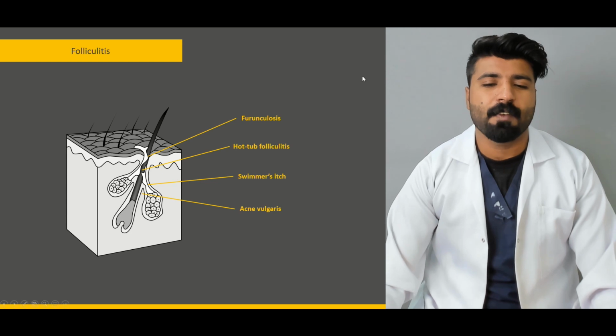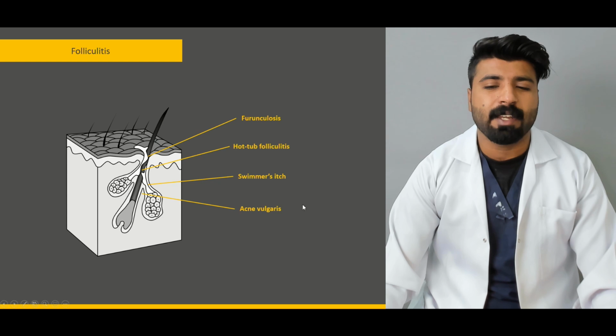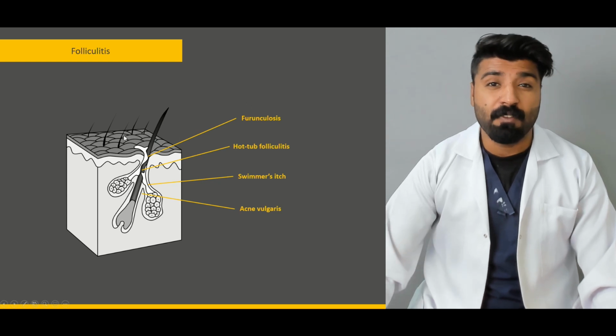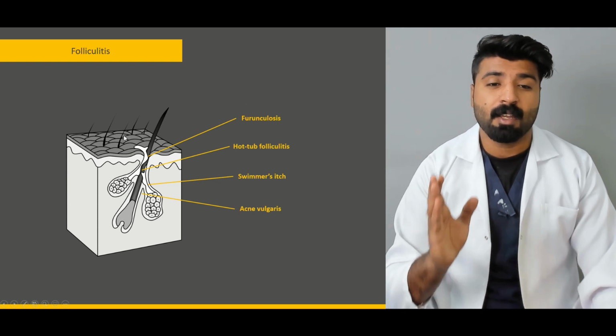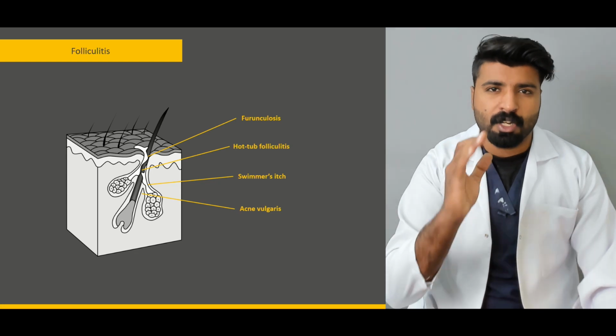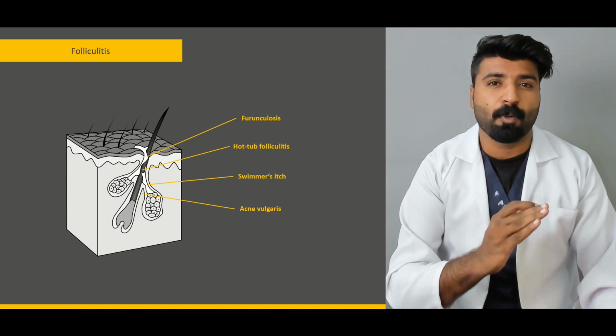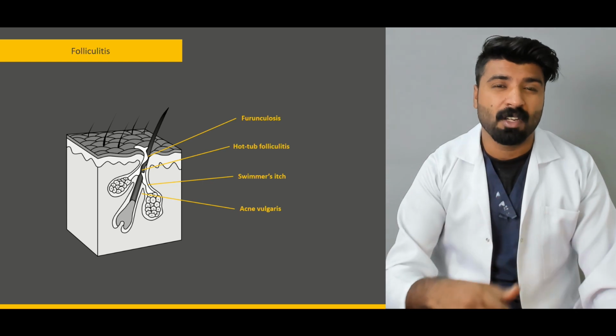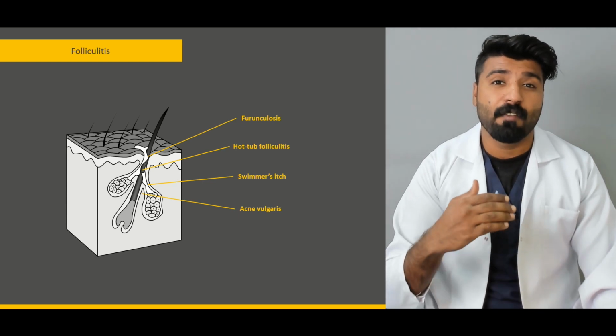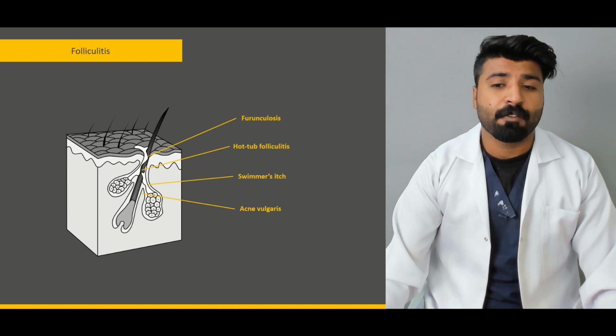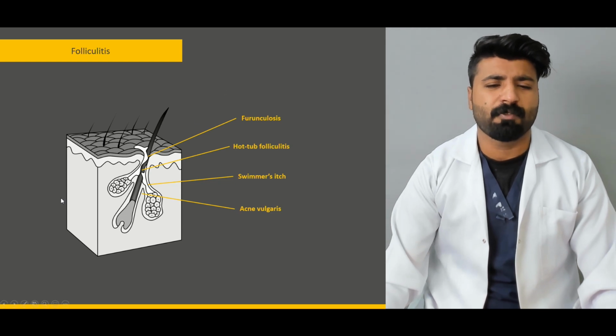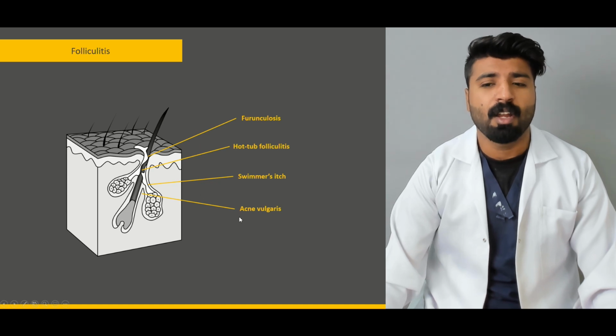Now, these areas which are demarcated or labeled here are the areas which get affected. So even in a hair follicle, there are certain areas at which different pathologies will be generated. Furunculosis occurs basically on the very superficial area of the hair follicle. On the other hand, hot tub folliculitis will be rather deep. Then swimmer's itch will come in.